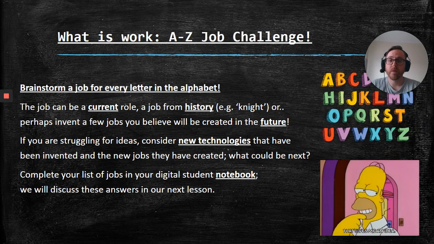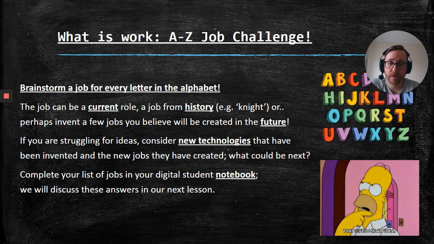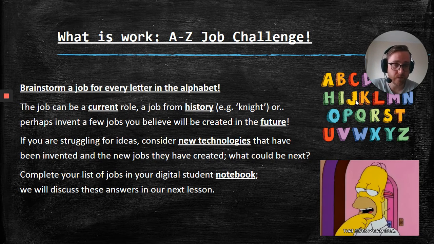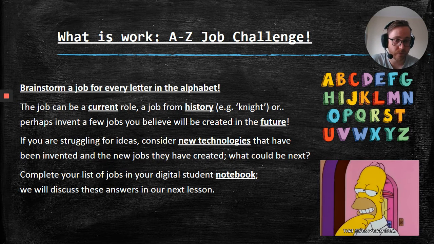Anyway, so this is just a quick little activity. Get you guys thinking about jobs, have a bit of fun. Mr. Tapley got to test out his GIF skills, putting that into the slide there. But what we're doing on this slide and what you're doing in your notebook is the A to Z job challenge, just a little brainstorm. So try and brainstorm a job for every letter in the alphabet. That's your task for this slide.